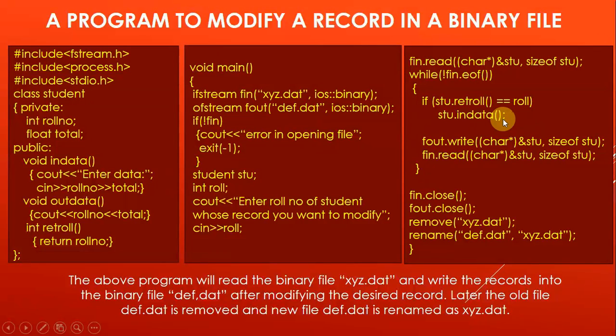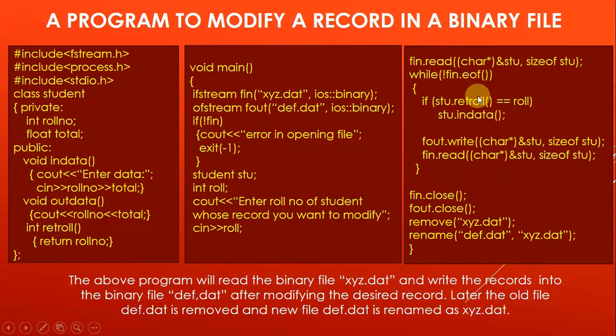So I will input the new data in this object. Otherwise, I don't have to do anything; I have to write the previous record only. So the next statement will be fout.write((char*)&stu, sizeof(stu)). It means I will write the object stu onto the file, and then I will read the next object from the file xyz.dat. Here fin.read((char*)&stu, sizeof(stu)) will read the next record onto the object stu.